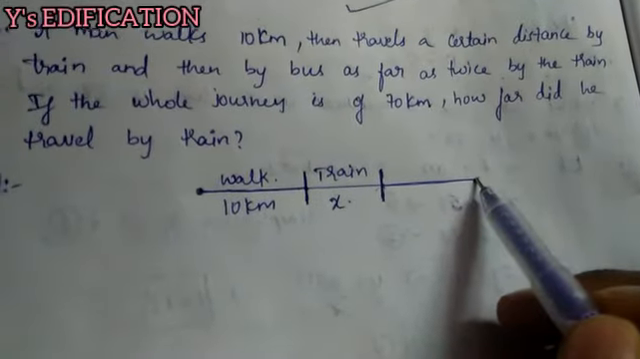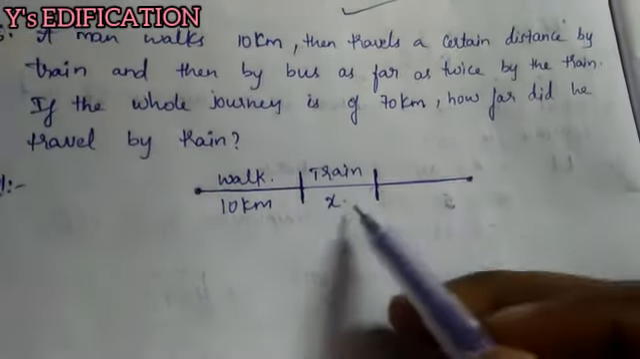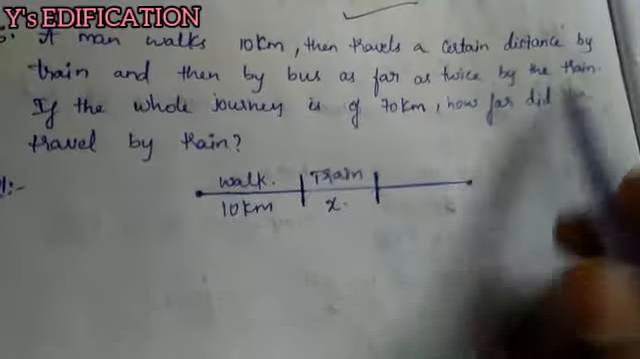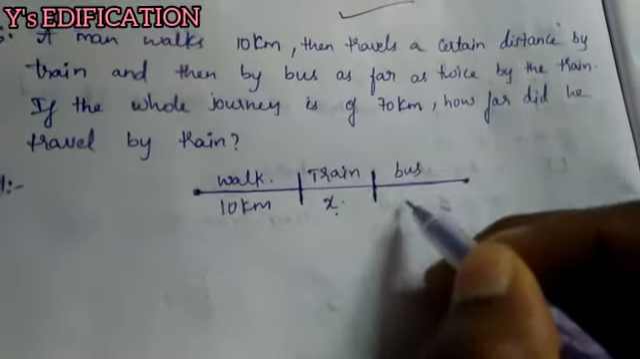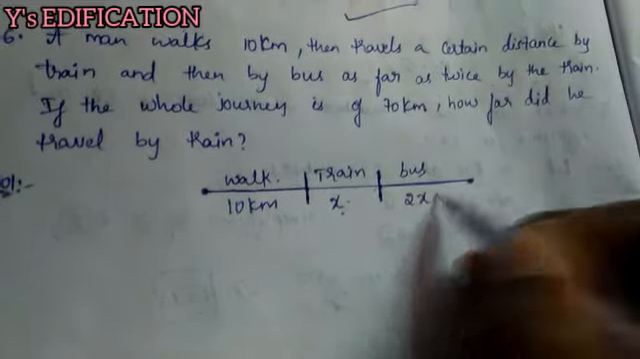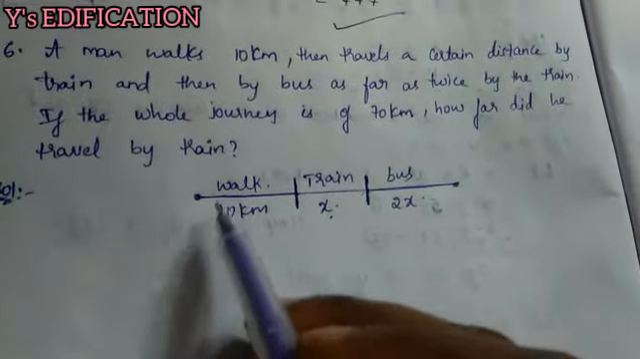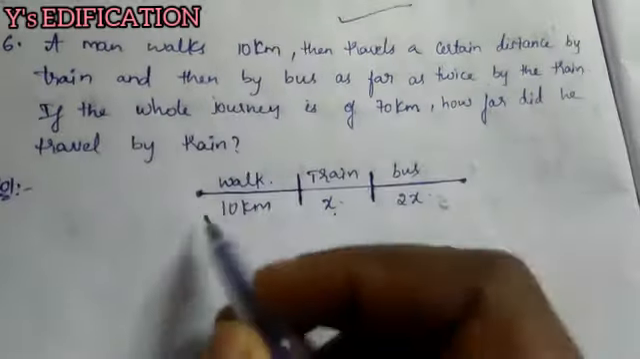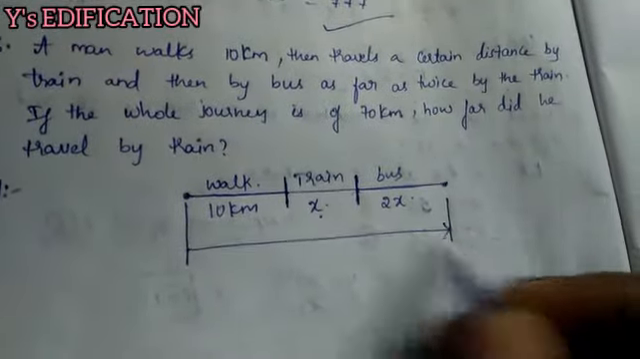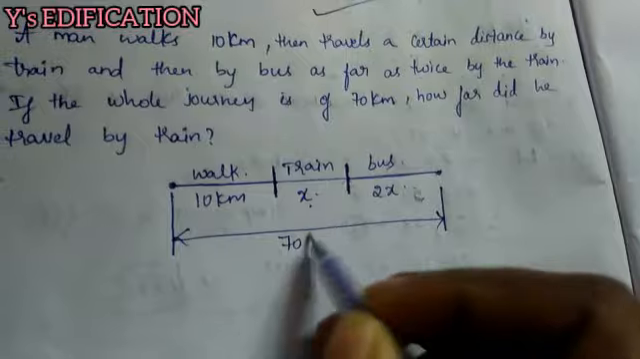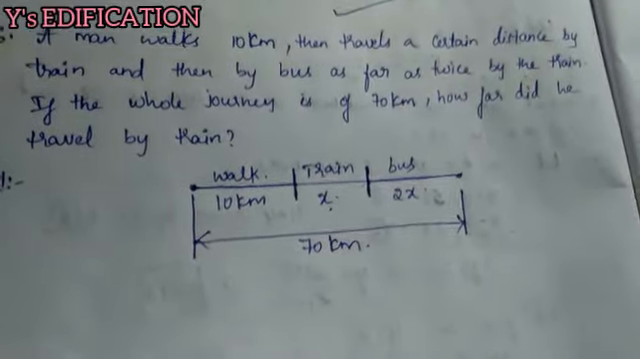He went by bus. How much by bus? Twice the train. The train distance is x, so the bus distance will be twice, that means 2x. Got it? And if the whole journey is 70 kilometers, it means totally he traveled 70 kilometers.